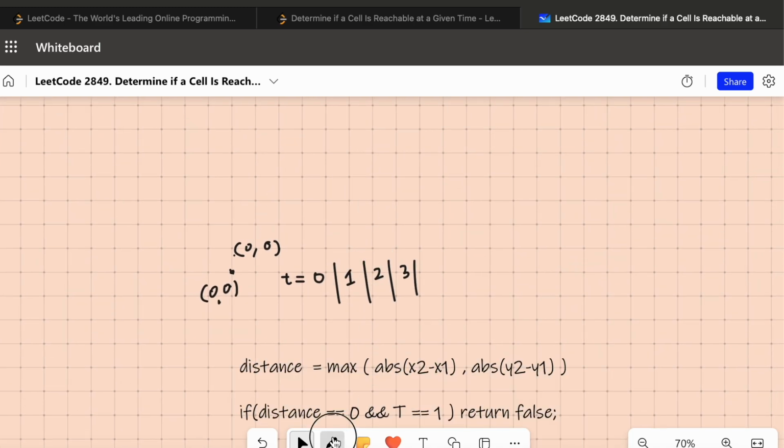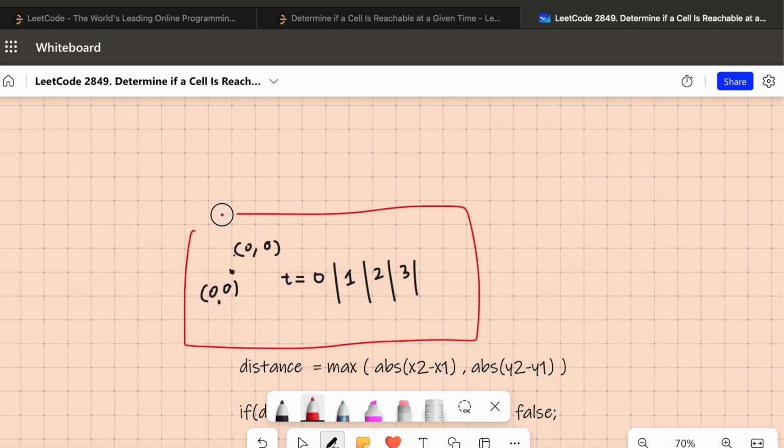Also, this is a case which I encountered while submitting the problem. Let's try to understand that as well. If the starting point is 0 0 and the ending point is 0 0, in that case what will happen? Let's say our starting is 0 and ending is 0, and we will check it for different time values. If the time is 0 and we have to reach 0 0, we are already at the destination, so yeah, we can reach that. If the time is 1, we have to spend 1 unit of time and reach the destination.